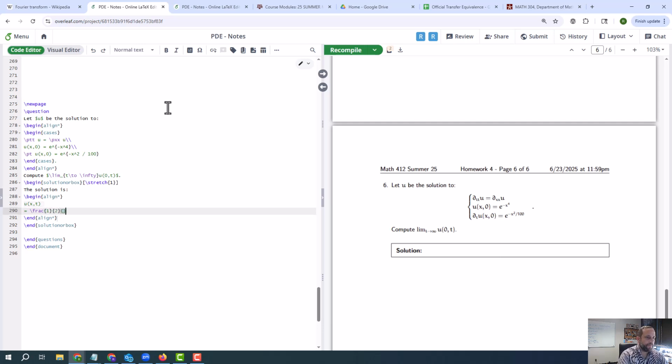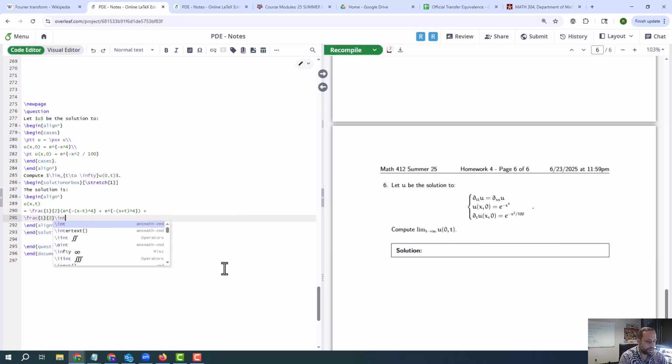Okay, it's going to be f of x minus t plus f of x plus t. So this is our f. So we'll have this minus t, plus this plus t. Okay, and then I need the integral part. And it's going to go from x minus t to x plus t. And we're going to be integrating this function here.